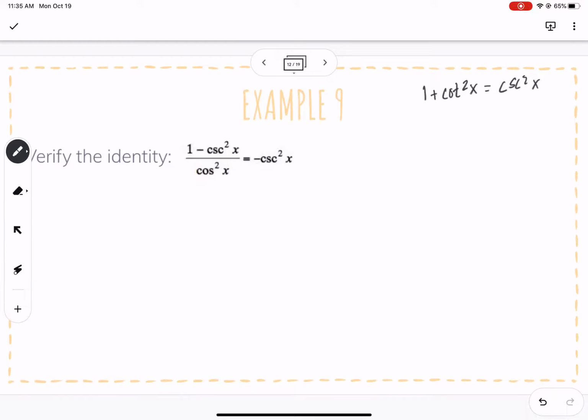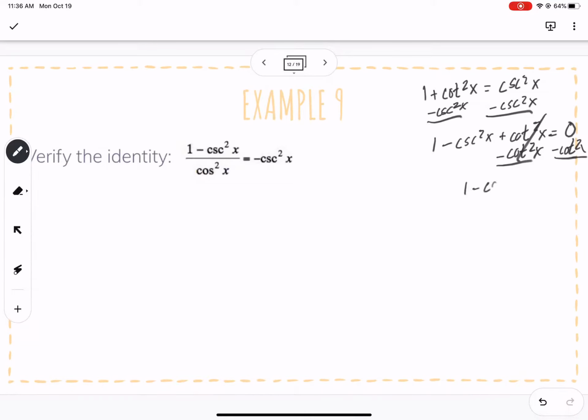So what I'm going to do instead is, since I need my 1 to be first, I'm actually going to subtract cosecant squared so that it's subtracting from the 1. So I have 1 minus cosecant squared plus cotangent squared equals nothing, so 0. But I want it to just be 1 minus cosecant squared, so I need to get rid of that cotangent. So I'm just going to do minus cotangent squared on both sides. You could have done this in one step too, if you're able to see that and think ahead.